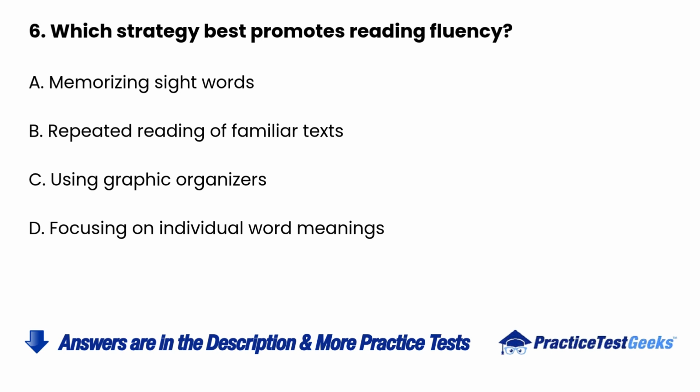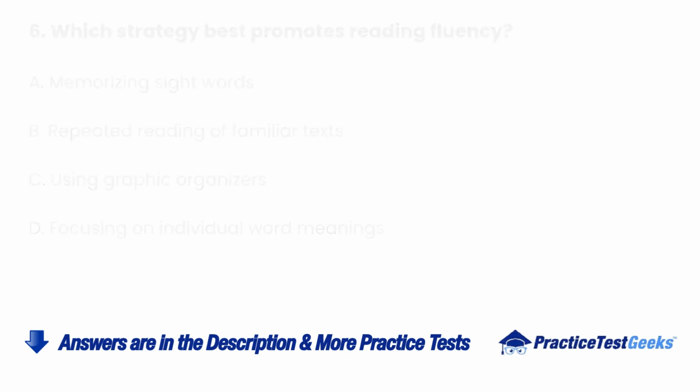6. Which strategy best promotes reading fluency? A. Memorizing sight words. B. Repeated reading of familiar texts. C. Using graphic organizers. D. Focusing on individual word meanings.